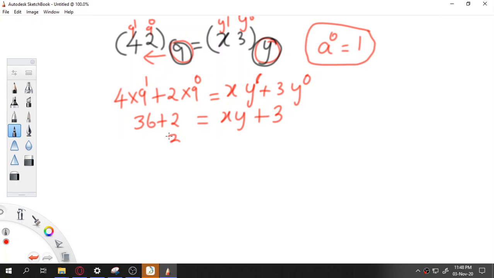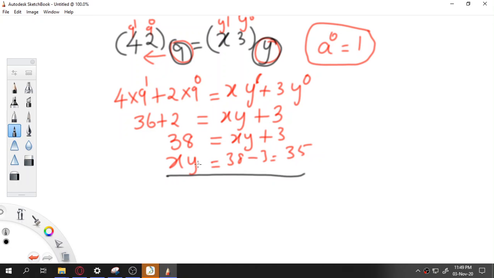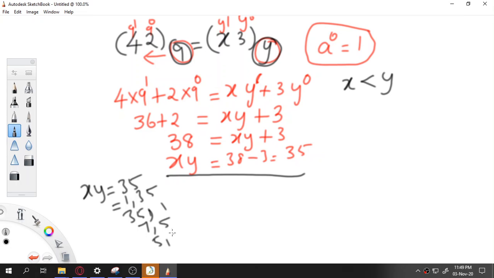So now the answer we have got is 38 is equal to xy plus 3, which implies xy is equal to 38 minus 3, which is equal to 35. In the question it is given that x is less than y. So now we have to find the product xy equal to 35. What are all the possible products for xy equal to 35? 1 times 35 is 35, 35 times 1 is 35, 7 times 5 is 35, and 5 times 7 is 35.